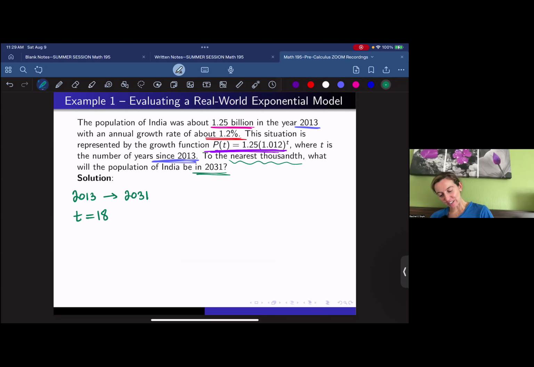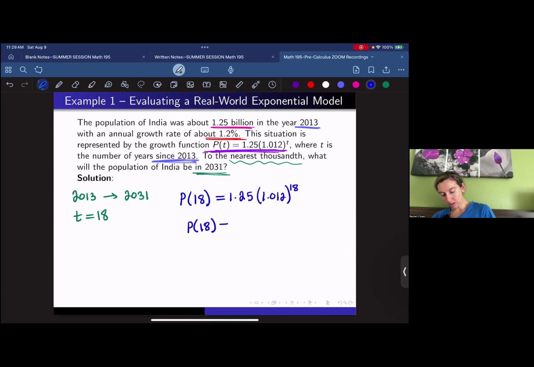Okay, so now what are we doing? We just want to evaluate what our population is 18 years in. So wherever you see a t, you plug in 18. And then this is your answer.